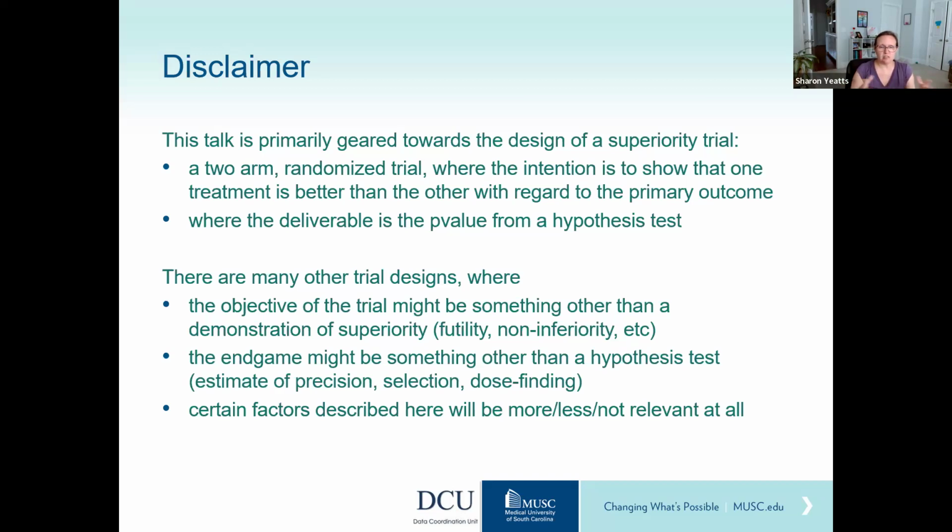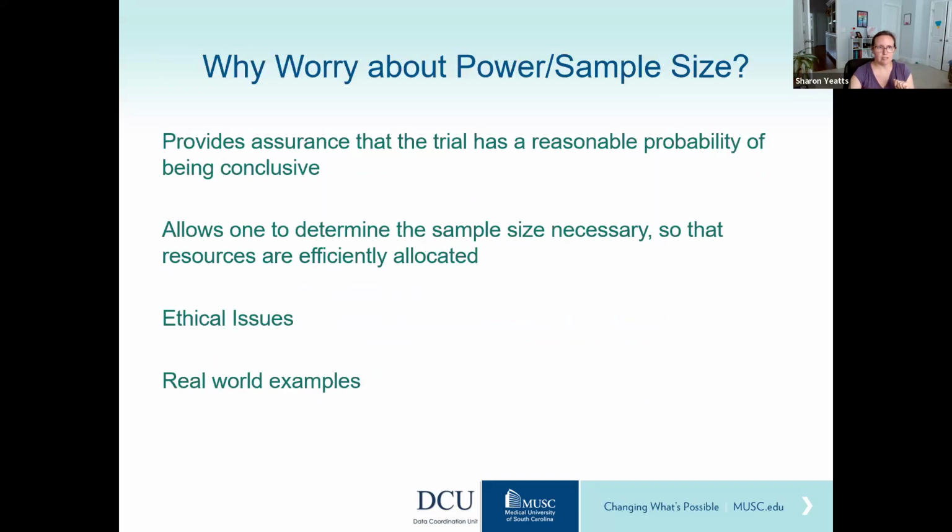You might be interested in selecting from a variety of interventions which one should move forward. Or you might be thinking about a dosing study where you're really trying to target the maximum tolerated dose or the minimum effective dose. And in those cases, certain factors that we're going to talk about here may be more or less or not relevant at all. And there may be other ways to frame the sample size conversation. So I just want everybody to be aware that this hour will not be the be all end all of what you need to know about sample size.